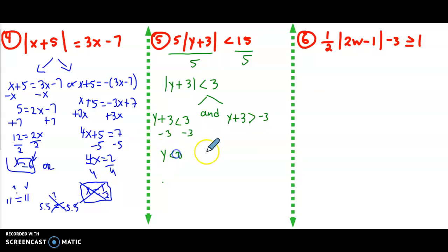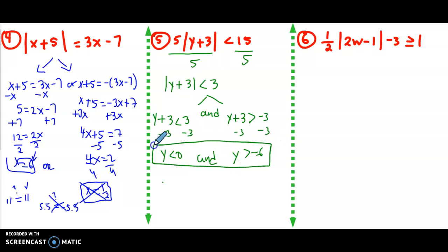y is less than 0, and y is greater than negative 6. Now, this is the answer to different things. Because this is an "and" problem, I'm allowed to put them together, only for "and" problems. Remember, "and" is like y has boundaries. The smallest boundary is negative 6, and the biggest is 0.